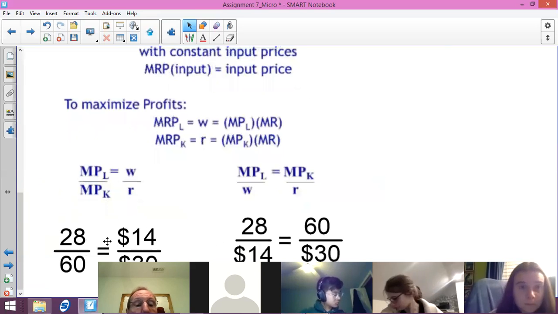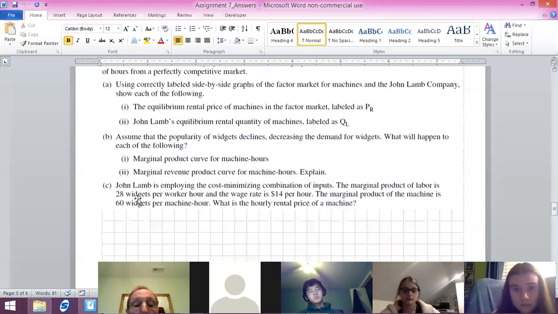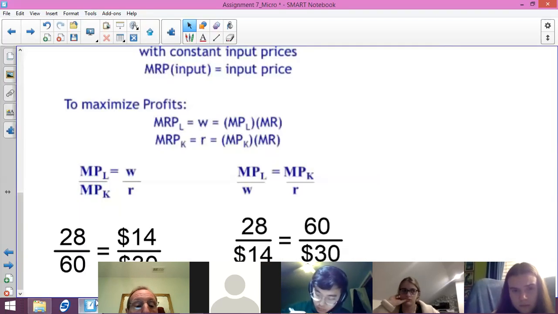We know that the marginal product of labor was 28 widgets per worker per hour, and the wage rate was $14 an hour. So I'm using this one right here.